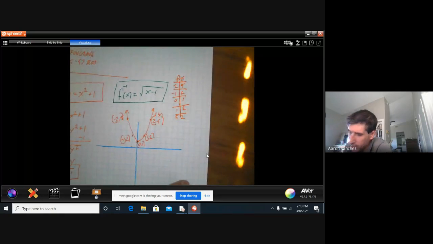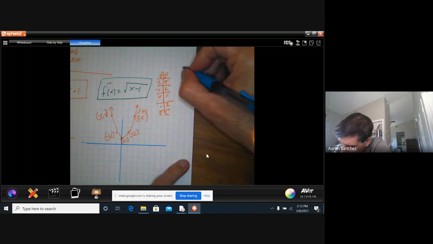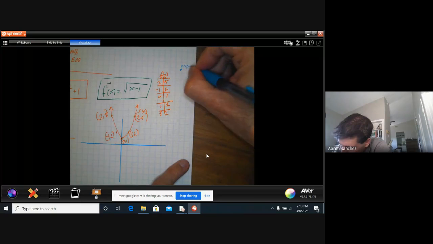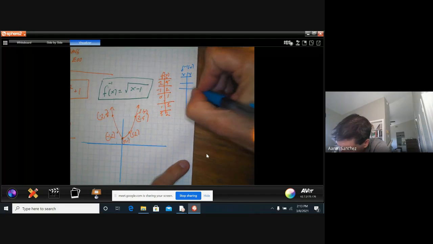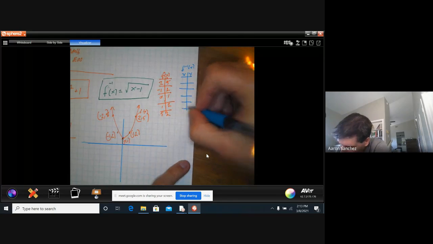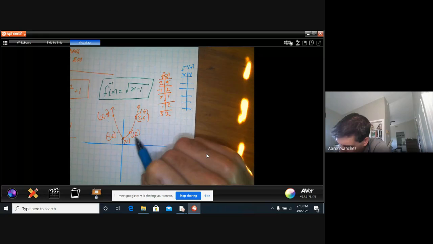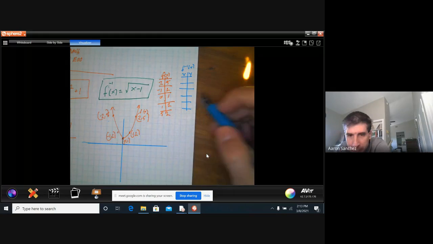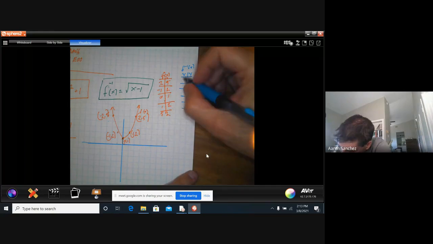Now my inverse, here are my points for my inverse. Watch this. The points of my inverse function, where I got negative 2, 5, negative 1, 2, 0, 1, 1, 2, 2, 5. Here are the points of my inverse. You ready? Instead of negative 2, 5, my inverse is going to have an x of 5 and a y of negative 2.